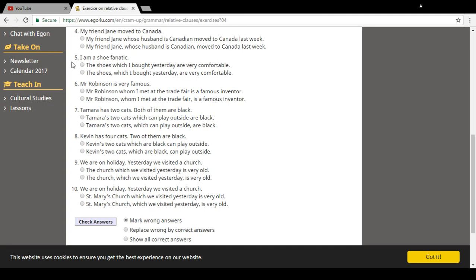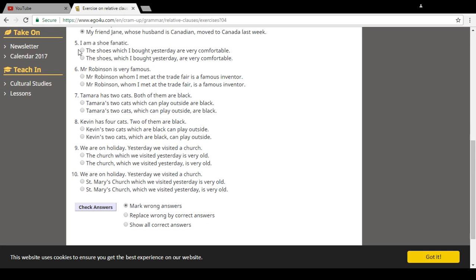Znači, my friend Jane, whose husband is Canadian, moved to Canada last week. Znači, ja mislim da je totalno dodatna informacija i nebitno da li njen muž živi u Kanadi. I'm a shoe fanatic. The shoes which I bought yesterday are very comfortable.